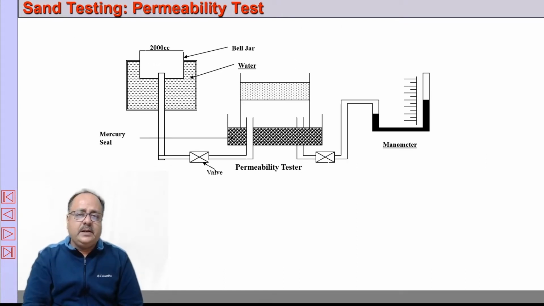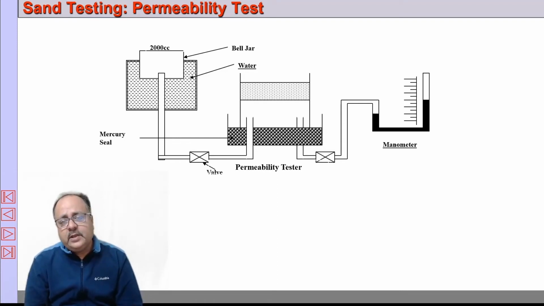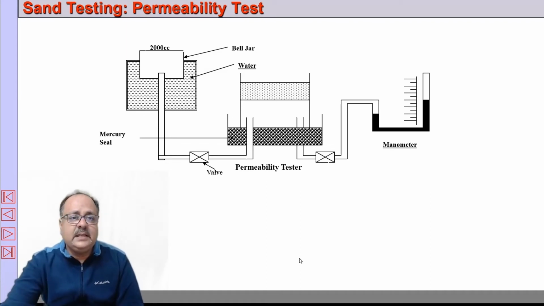Then we have permeability. It is very important for us to know the permeability of the sand. Our sand should be permeable enough to allow the gases to escape. So here what we have is basically a bell jar and a jar.